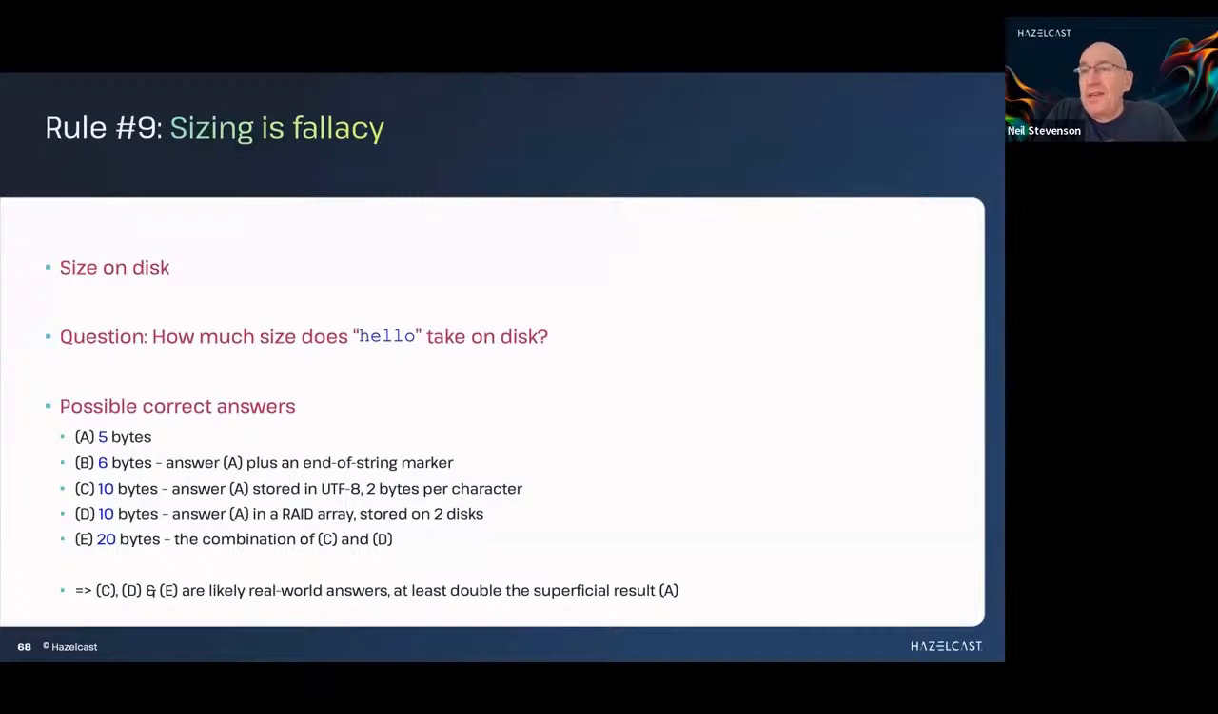And of course, you might have a RAID array because this is on the disk, or it might be some combinations of 5, 6, 10, 20. There'll be a different real answer, but it's important just to get away. 5 is unlikely and 6 is unlikely. The word hello, suddenly it's 10 or 20 bytes, which is not immediately obvious.